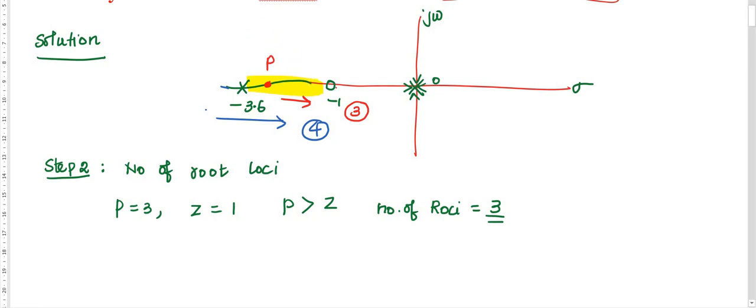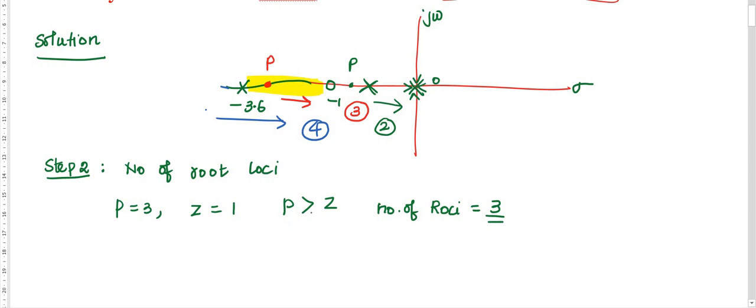And next I am going to consider one point here. Locate one point here. And towards the right, how many poles and zeros are there? There are 2. There is an even number, so there is no root locus at this point. So there is only one root locus segment between -3.6 and -1. And the other 2 root loci start from the open loop poles and end at infinity.